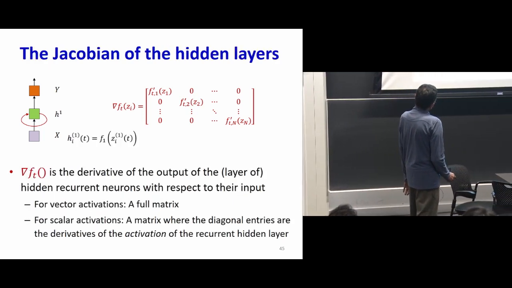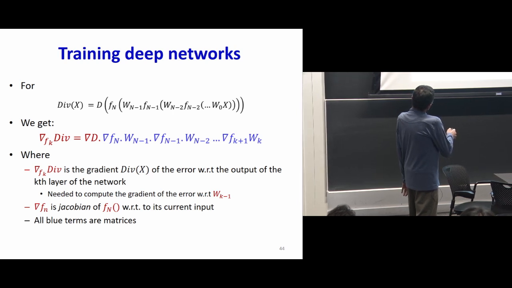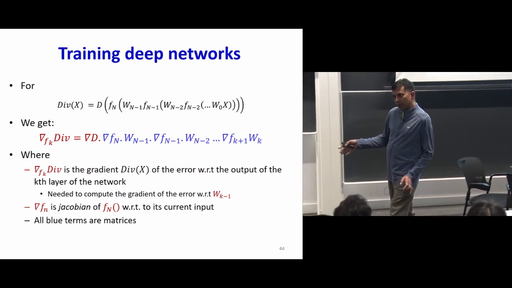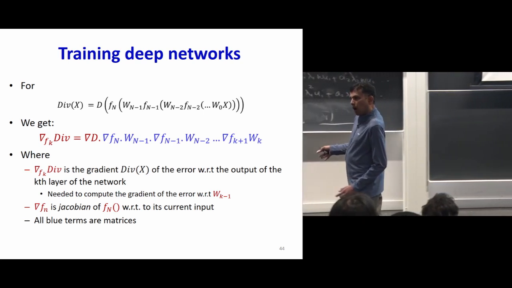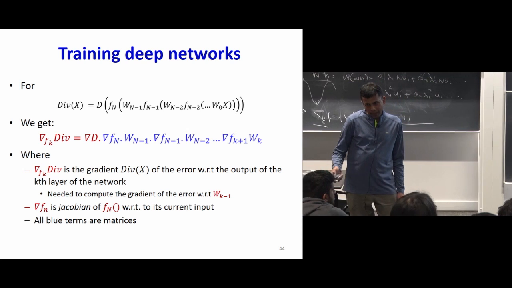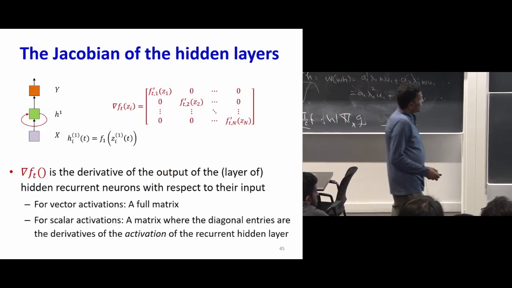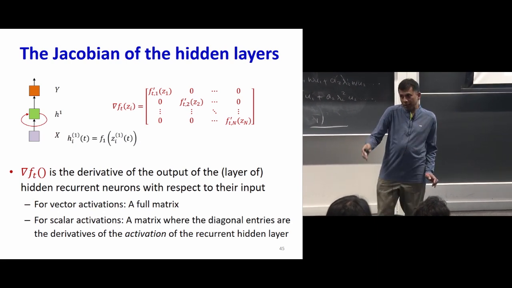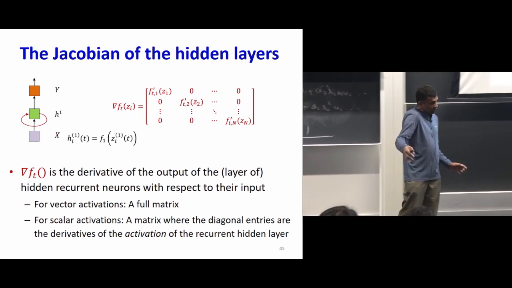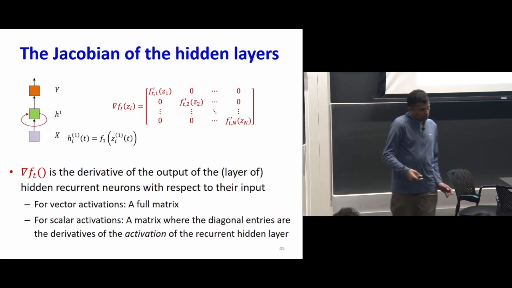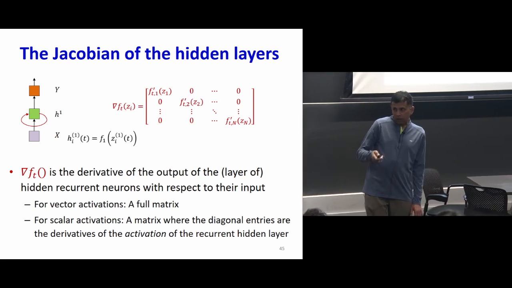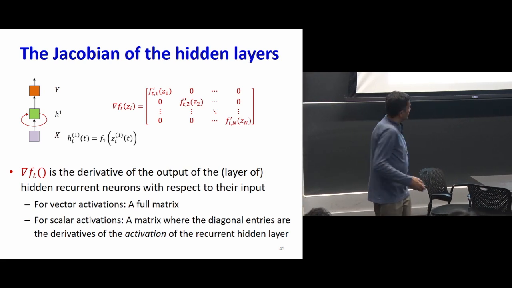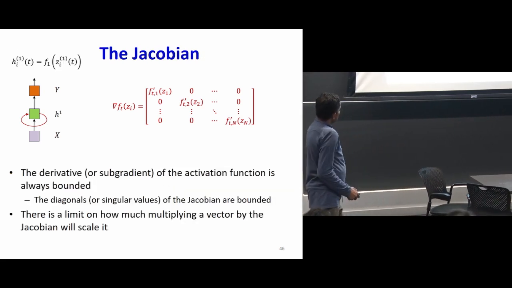So if you go back to this, if each of these is a diagonal matrix, what is the influence of this diagonal matrix on the entire product? If I can assure you that all of these terms are less than 1, then every time you multiply by one of these diagonal matrices, the length of the product is going to shrink. If the diagonal components are greater than 1, the length of the product is going to increase.